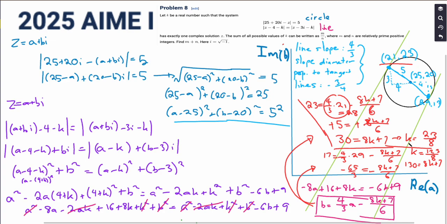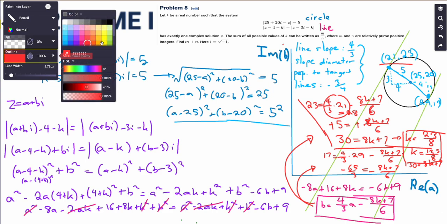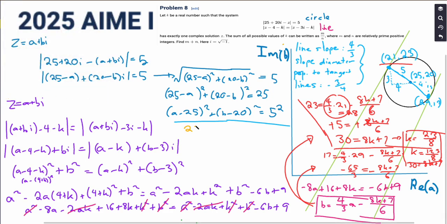So these are our two different values of k, and this is pretty much all the solutions we have that satisfy this. So now all we have to do is just sum all possible values of k. 23 over 8. I'll actually do this in a different color. So we can add them and then obviously simplify them to lowest terms. So 23 over 8 plus 123 over 8 gives us 146 over 8. And then this simplifies to 73 over 4. Therefore, the sum of the numerator and the denominator is our answer for this problem, 77.